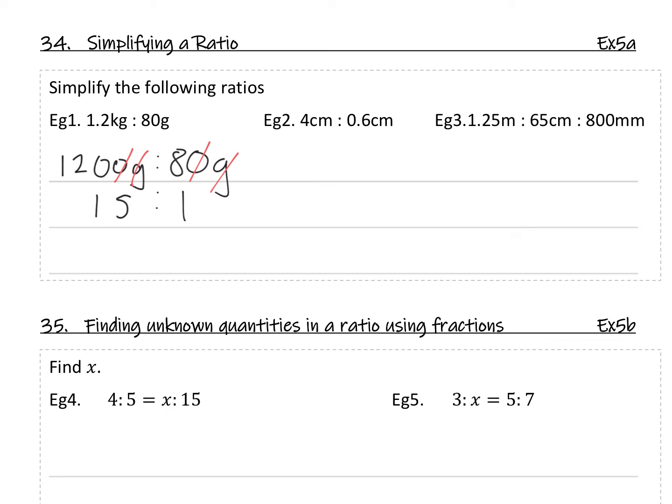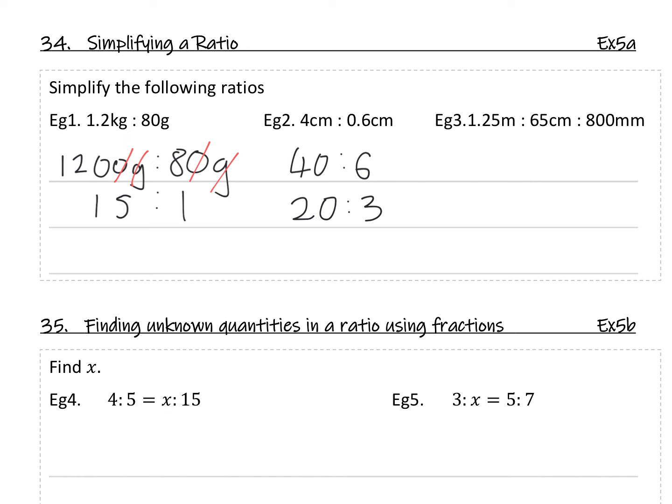Example 2, 4 centimetres to 0.6 centimetres. We've got two options here. We can just keep it in centimetres and multiply both by 10 to get 40 centimetres to 6 centimetres. Or we could have changed that into millimetres, in which case you would get 40 millimetres to 6 millimetres. Either way, the ratio is 40 to 6. And then we can simplify that by finding the highest common factor, which is only 2. Divide both sides by 2, and you get 20 to 3.